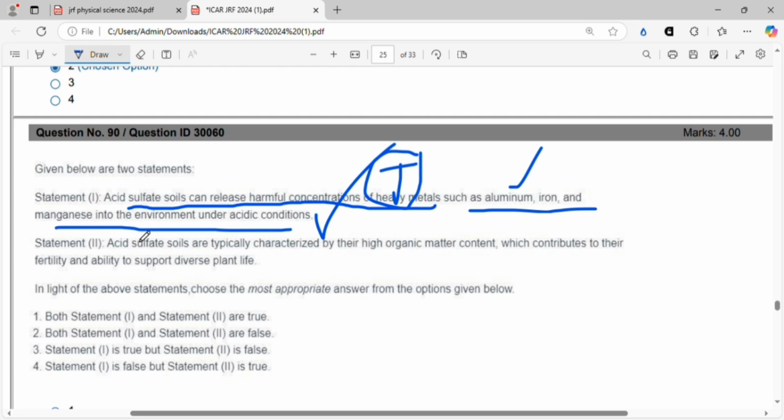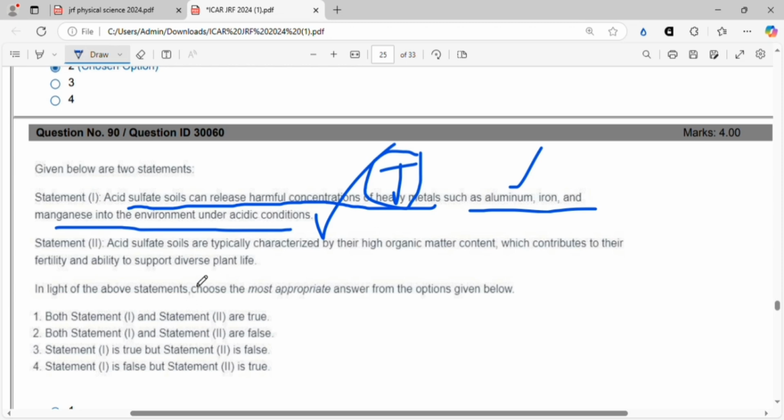That's why they can release them into the environment under acidic conditions, because under reduced conditions, when ferric transforms into ferrous, manganese like Mn4+ is transformed into Mn2+, these things become more soluble in their reduced form, and they are more easily released into the environment under acidic conditions. So this statement is absolutely true.